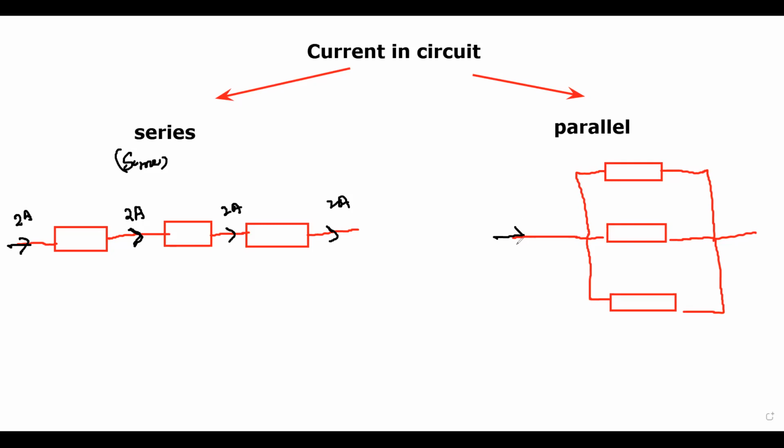It's like branches. So for example, if 3 ampere of current is entering the circuit, what happens? Some of the current will pass through the first branch, some through the second one, and some through the third one. If they are identical components, then the same amount of division will be there. Like 1 ampere will pass through the first branch, 1 ampere through the second, and 1 ampere through the third. And when it flows out, they combine, so there will again be 3 ampere coming out.